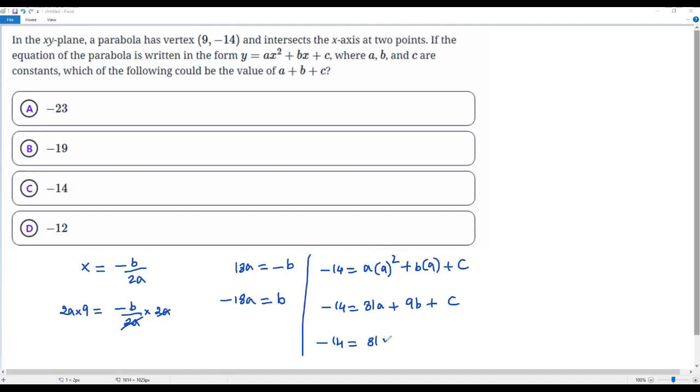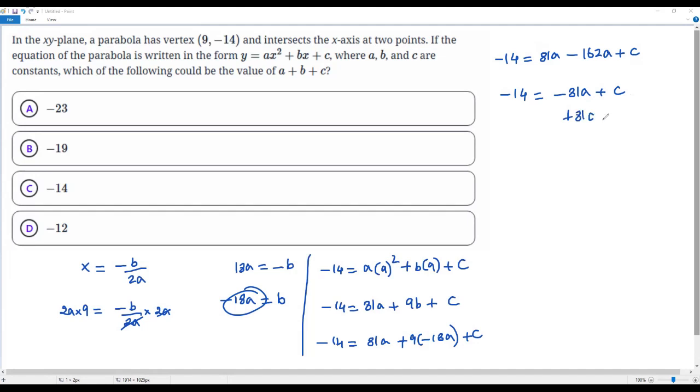Negative 14 equals 81a plus, and for b, we have negative 18a. So let's plug in this negative 18a for b over here. Then we have plus 9 times negative 18a plus c. Okay, now let's solve for c in this equation. Let me continue over here. Negative 14 equals 81a. Positive times negative is negative. Okay, now let me multiply 9 and 18. I am getting 162a plus c. Okay, negative 14. When I combine this 81a and negative 162a, I am getting negative 81a plus c.